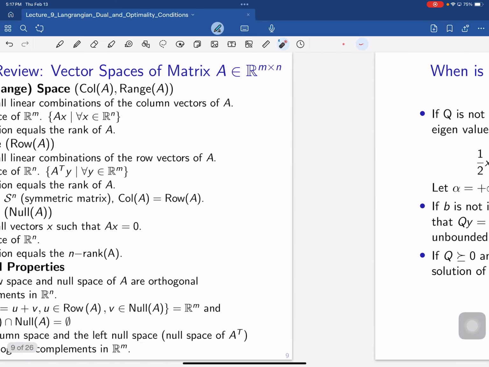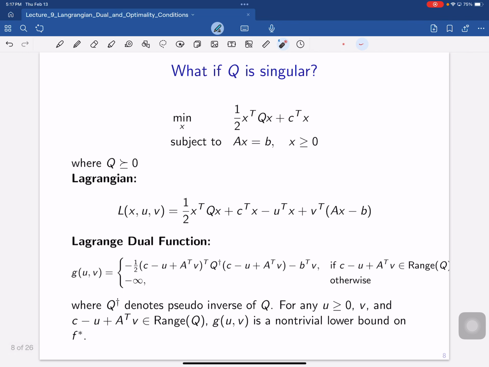So therefore, if you look at this problem, you can apply the results we just derived. The only case when it is bounded is when this linear term is in the column space of Q. Also, here we just assume Q is positive semi-definite. Therefore, you could use the pseudo-inverse here to get the minimum.